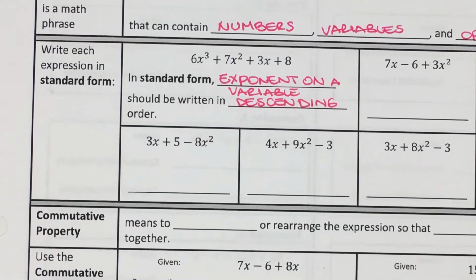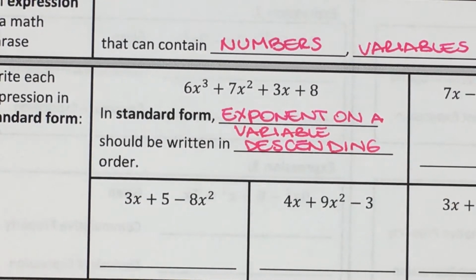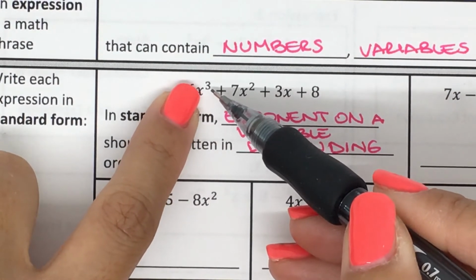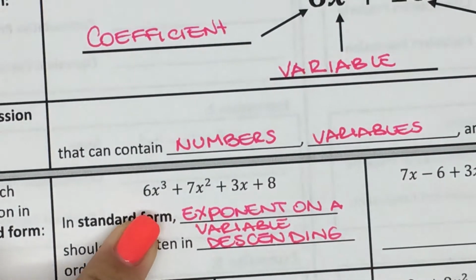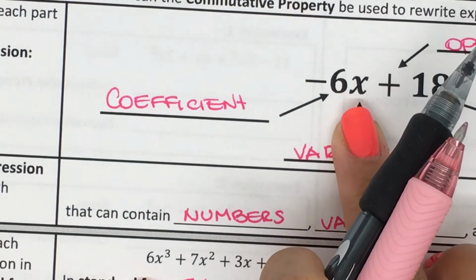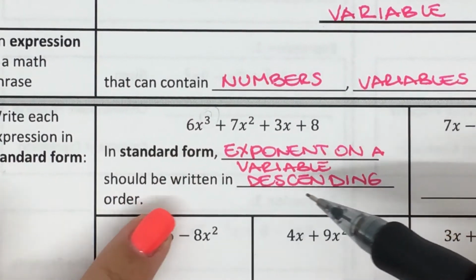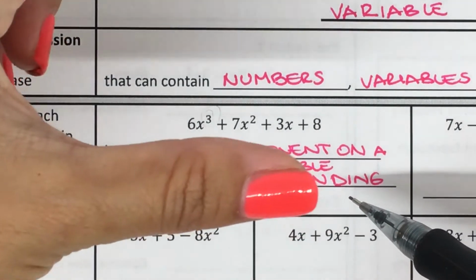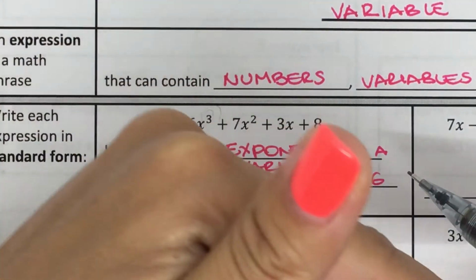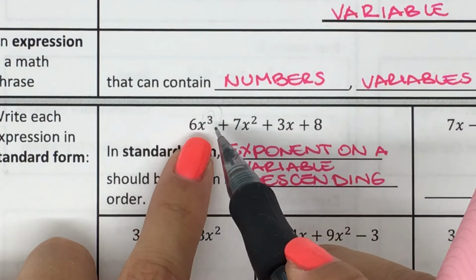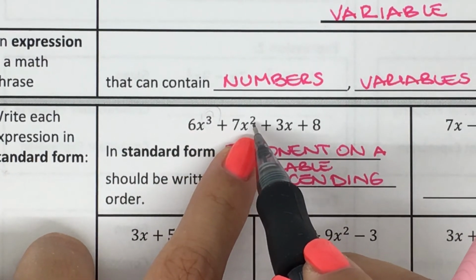So remember that the exponent is that little number that you see right here on a variable. Remember we said that the variable is the letter. So we're going to focus on this one. And it goes in descending order, meaning from big to small. Descending goes down, okay? So if you see right here, you have a 3, because we're looking at the exponent. Then we have a 2.